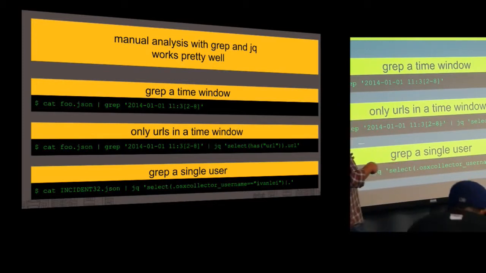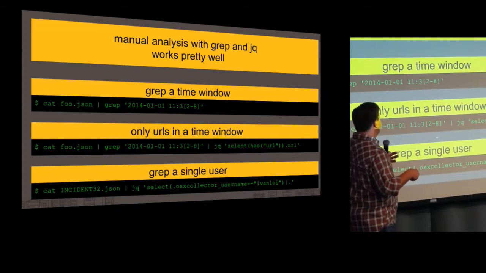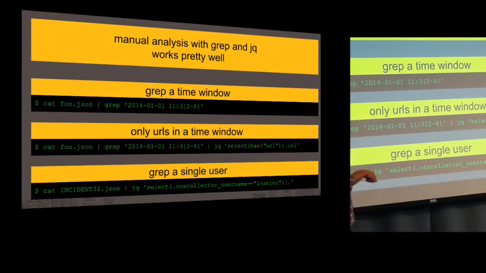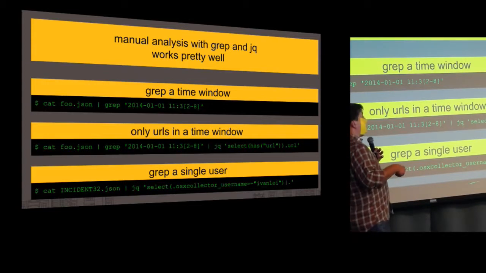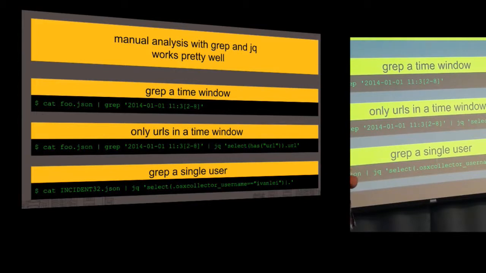Sometimes you want to get a little more specific, so you could grep for a time frame and then print out all the URLs that you've seen in that time frame. So this is a little bit of fancy jq stuff. It's not that fancy really. Or you could grep a single user. Sometimes you get an alert and it's like the admin user has malware. Oops, clearly that's us. But then we say, okay, let's just see what's going on with the admin user, because that's fast and easy. So just manually grepping works really well.